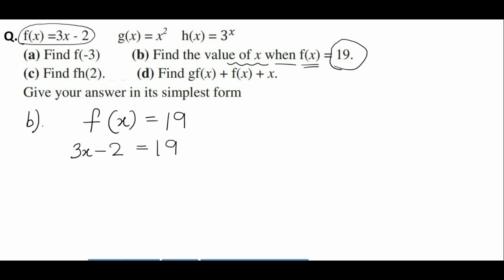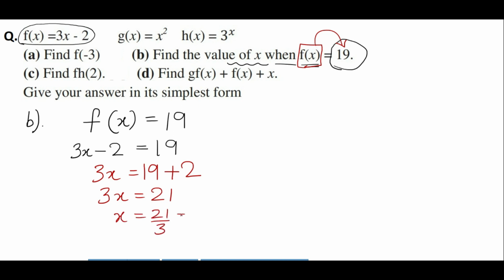One of the common errors seen is that the moment students see f of x equals 19, they just replace the x with 19 and try to simplify and find the value for f of x, which is a wrong approach. Why? Here they are not giving the value for x, it is f of x that is 19. So your f of x, 3x minus 2, is equal to 19, 3x is equal to 19 plus 2. You're solving a linear equation in the variable x. So 3x is equal to 21, which gives you x equal to 7.